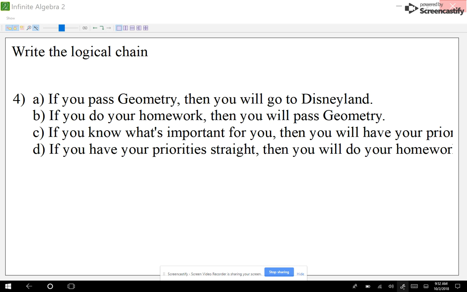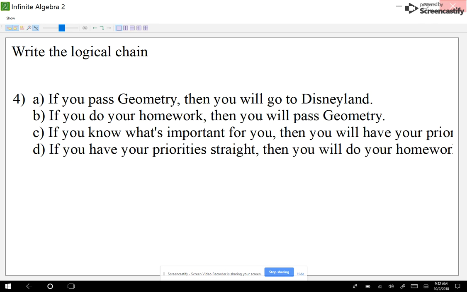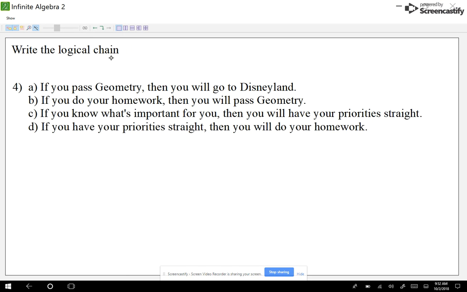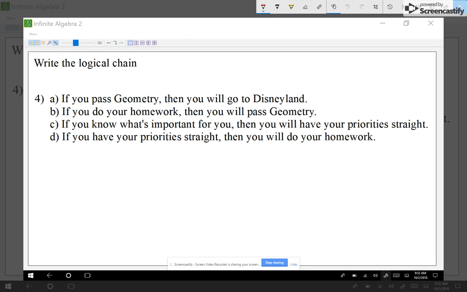We're going to come and say something that we call the logical chain. Let me minimize this so we can actually see the whole thing. For logical chain, I'm going to give you conditional statements. If you notice, all of them have the if and the then part. So I'm going to give you conditional statements, but I want you to tell me which one happened first.